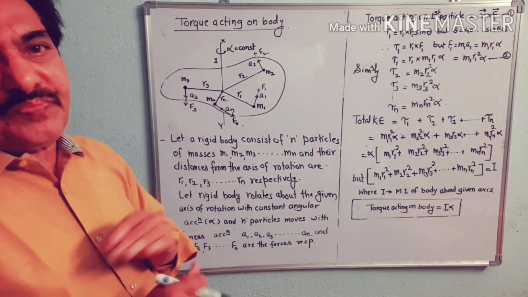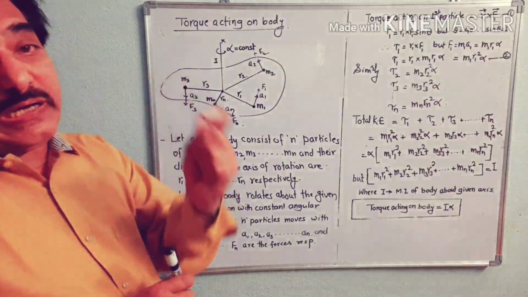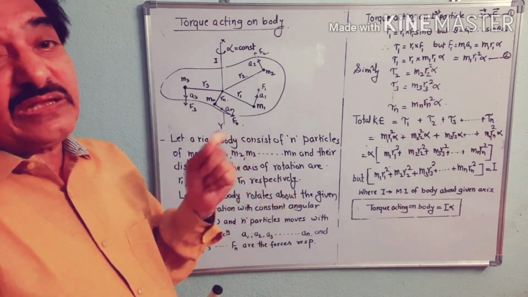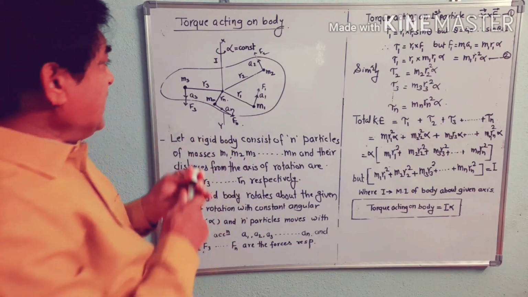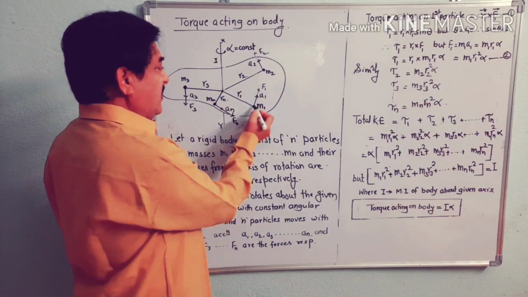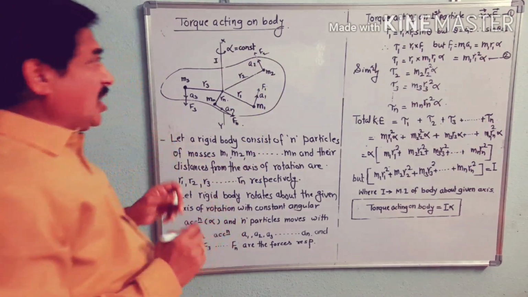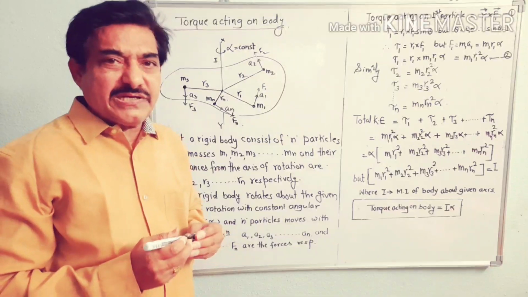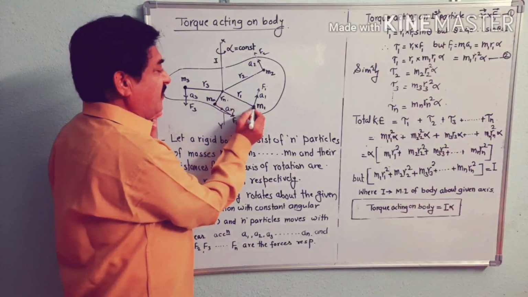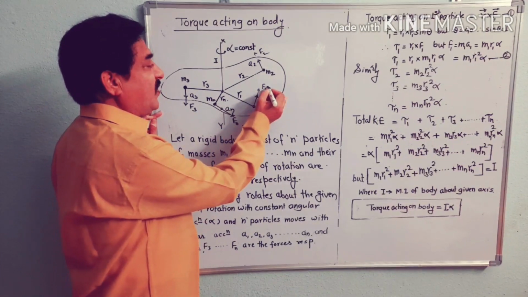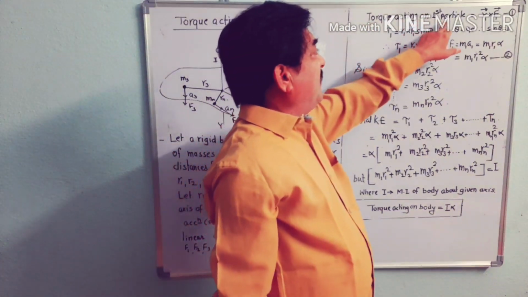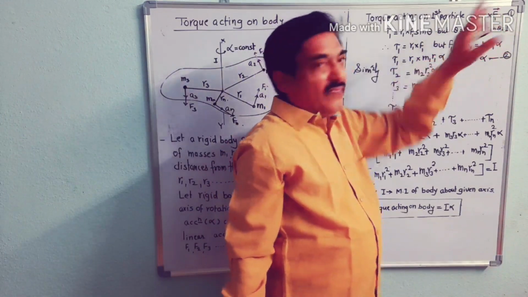After that description, we will calculate the torque acting on the first particle. Torque is the cross product of length of moment arm and force. As this is the first particle, length of moment arm is r1 and force is F1. So torque τ1, the torque acting on the first particle, is the cross product of length of moment arm, that is r1, and force acting F1. So torque acting on first particle is equal to r1 cross F1.